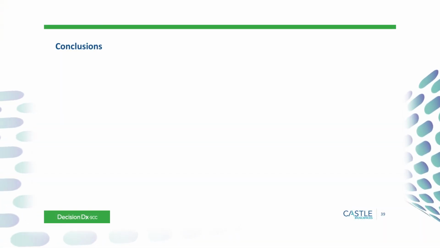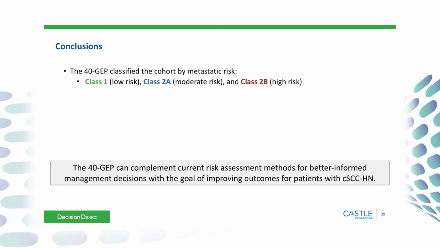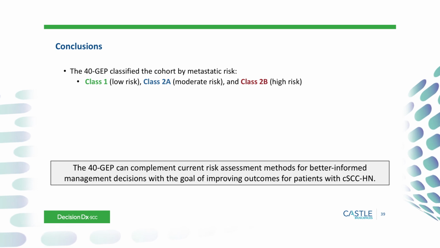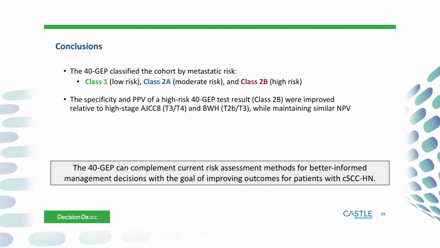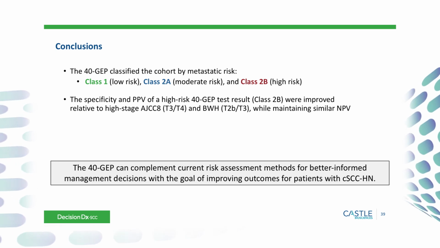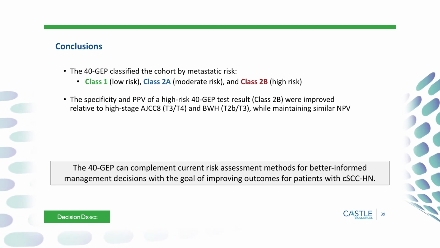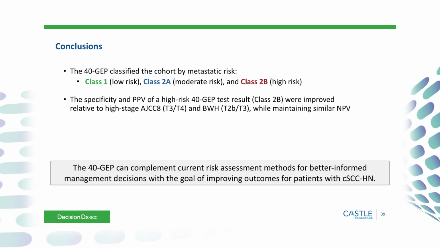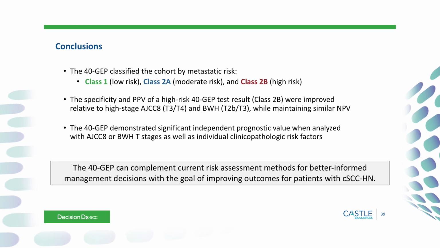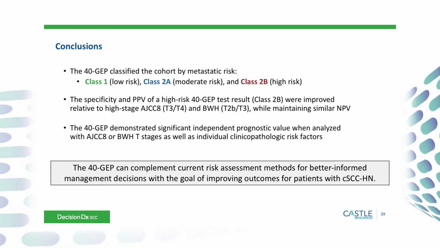In conclusion, really, this test can help categorize patients into various levels of metastatic risk, class 1, class 2A, class 2B. We know that the accuracy metrics are quite good. Specifically, the specificity and PPV of a class 2B were actually improved compared to the clinical and pathologic staging systems. And this test actually is independently prognostic compared to the clinical pathologic risk factors. So really the thought is that this 40 GEP can actually complement our clinical way of assessing risk for patients, allowing us to make better decisions in the management of their care, obviously with the hopeful goal of creating improved outcomes in this entire population.